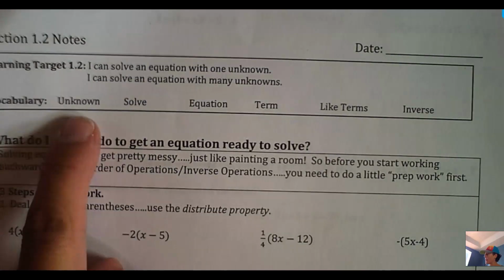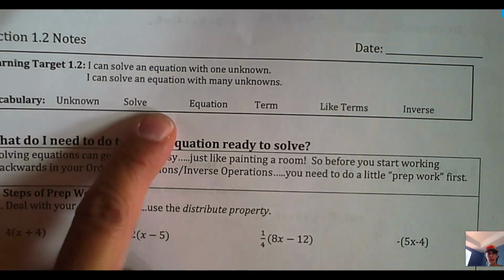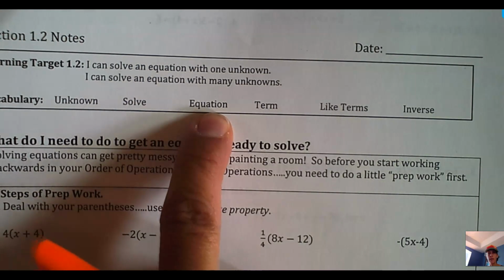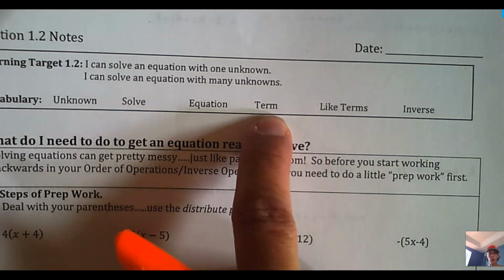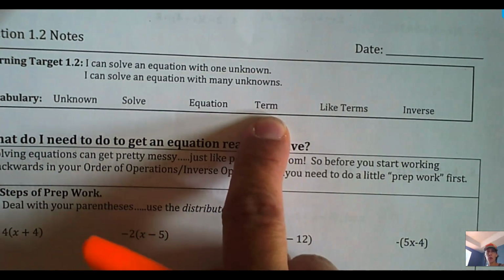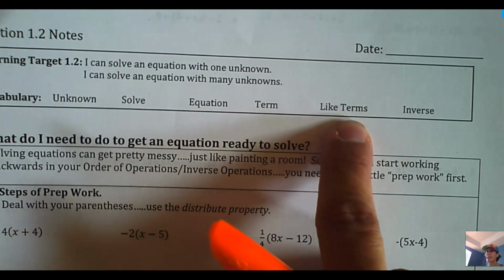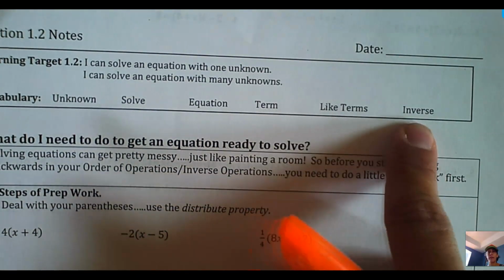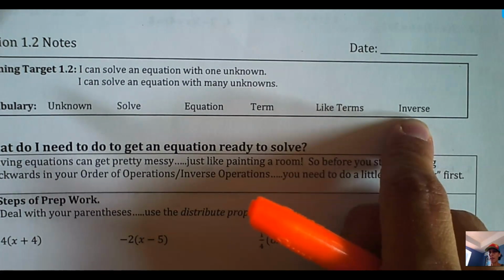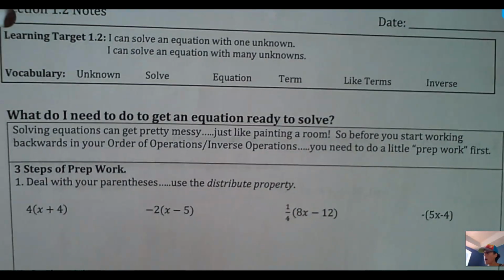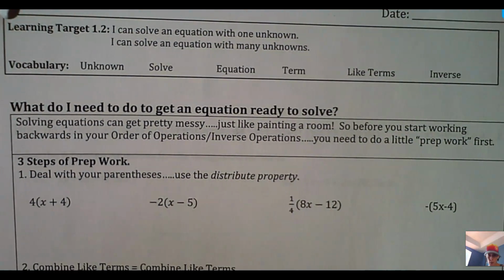So here we go. You can see our vocab at the top. We've got our unknown, that's our variable. We're going to be solving. We'll be working with equations. We'll be seeing terms. Terms are separated by addition and subtraction signs. We're going to be seeing like terms. And we definitely need to be talking more about inverse operations. So what do you need to get an equation ready to solve?